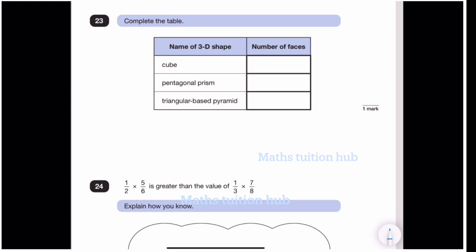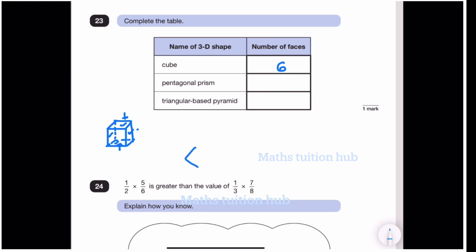Next one, complete the table, name of the shape and number of faces. So the first one is cube. Let's draw the cube. So cube has one bottom face, one top face, and 2 sides, front and back. So altogether 6 faces.